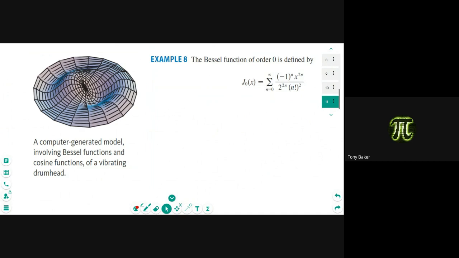So, but it does allow us to actually model vibrations of sound, which when he figured this out was really cool. So, all right, I think we're done for the night.